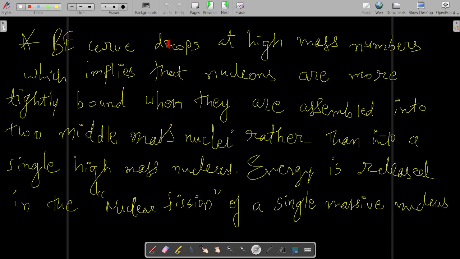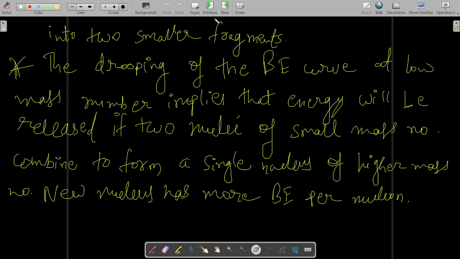So the binding energy curve drops at high mass number, which implies that nucleons are more tightly bound when they are assembled into two middle mass nuclei rather than into a single high mass nucleus. Energy is released in the nuclear fission of a single massive nucleus into two smaller fragments.